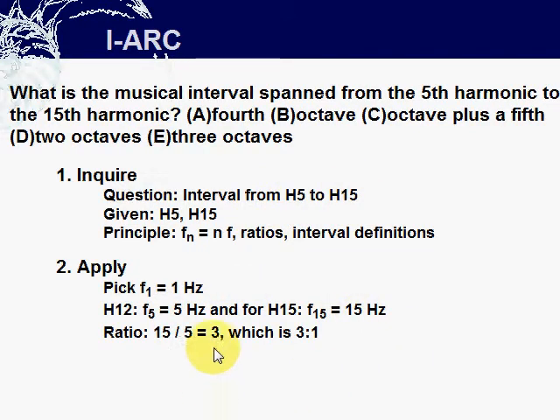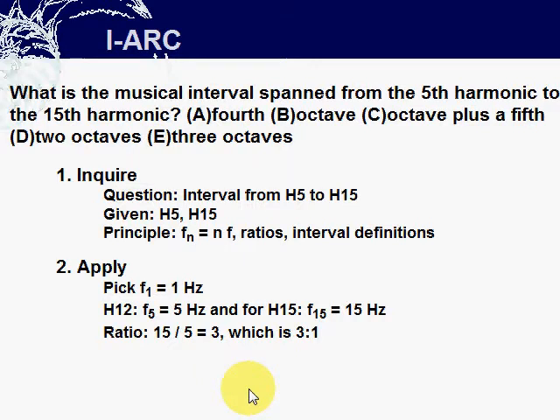Then when I do the ratio, which is the way we compare 2 points when we're doing an interval, we put the final destination in the numerator, the 15, and we divide by the starting point, the 5. And the ratio is 3, or we can write that as 3 to 1.